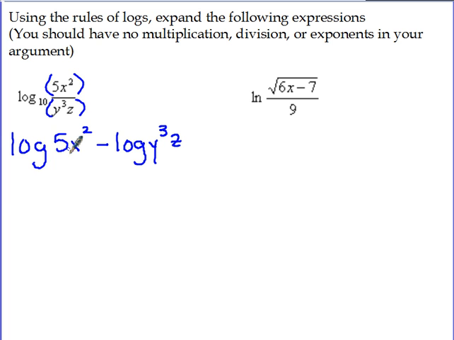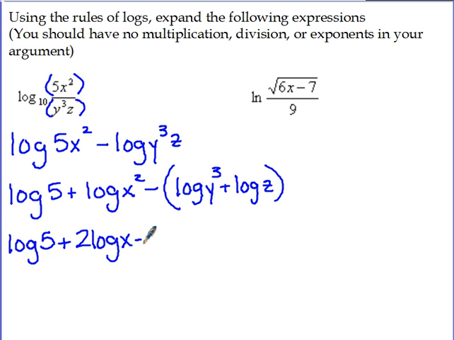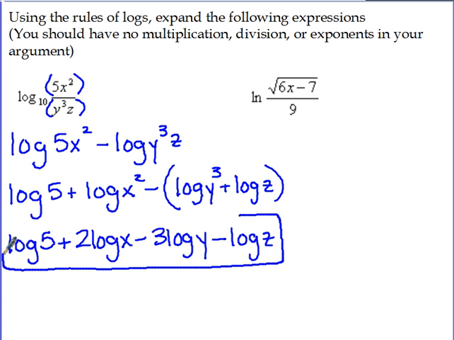So now I'm going to split this because it's multiplication here. So I'll have log of 5 plus log of x squared, and I'm going to split this log as well, but since I'm subtracting the whole log, I'm going to keep it in parentheses so I remember that I'm subtracting the whole thing. Now I can bring those exponents out front. So this first one will stay log of 5 plus 2 log of x minus 3 log of y, and I'm going to distribute that negative, so I'll have minus log of z. And that's it. Now in my arguments I have no multiplication, division, or exponents.